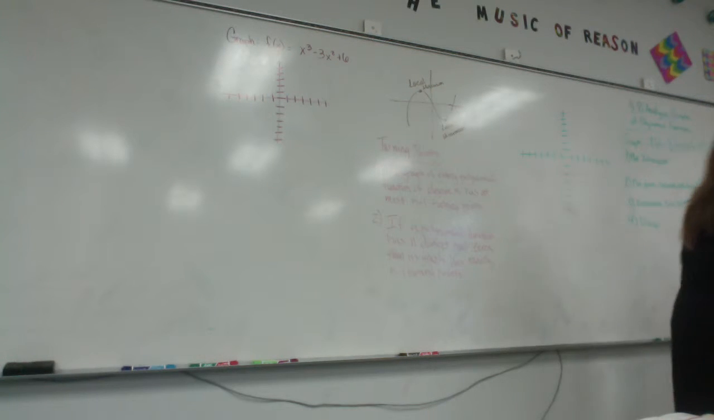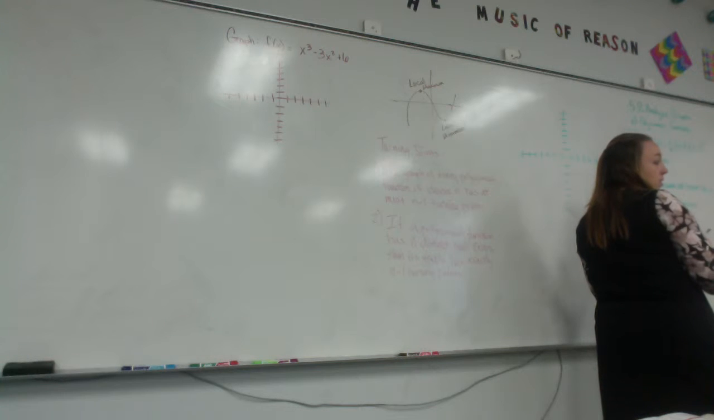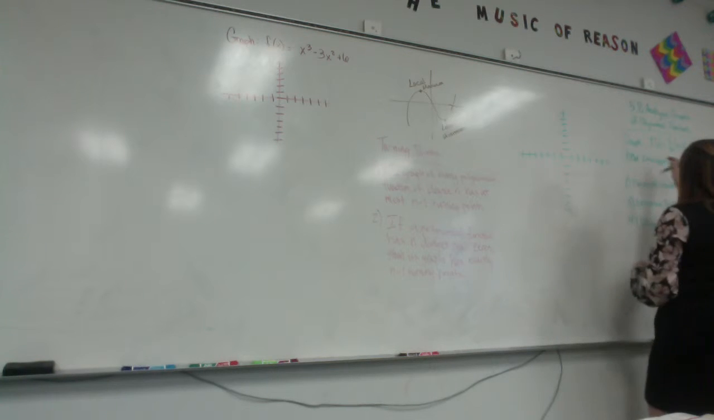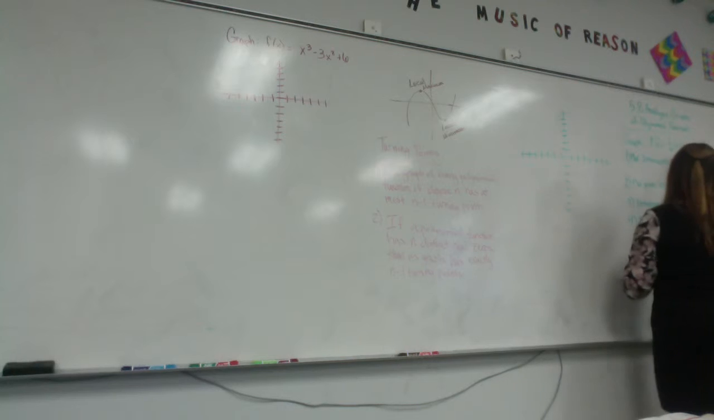How do you find a y-intercept of something? What do you plug in? A 0? A 0 for what? Yes. So if I'm finding the intercepts, I need to find the y-intercept and the x-intercepts. Or there might be more than one y and more than one x, okay? So I'm going to plug a 0 in for x first.